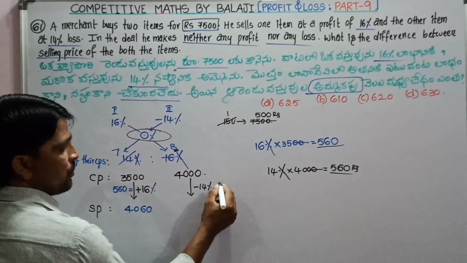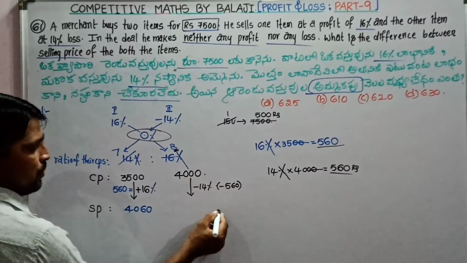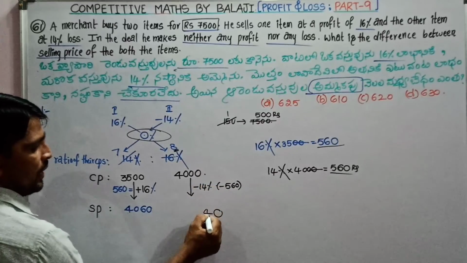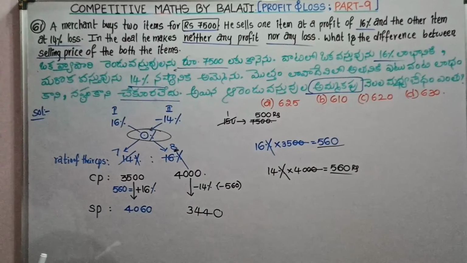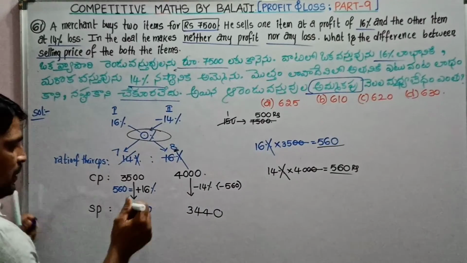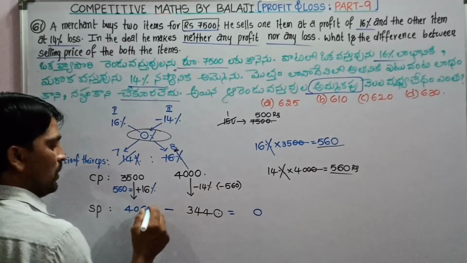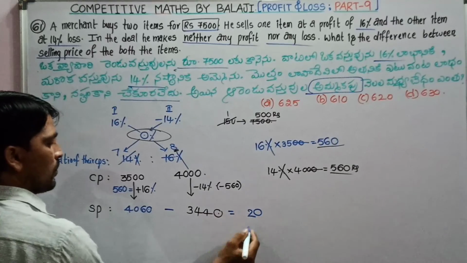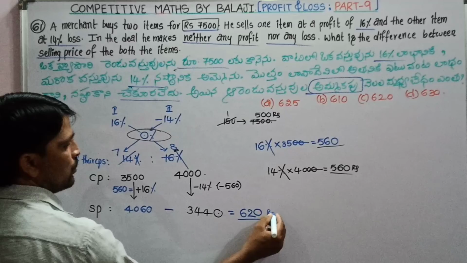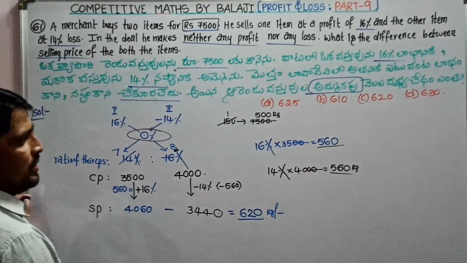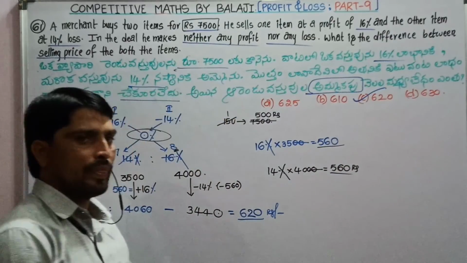14% of 4000 is 560, we have to subtract it here. So 0 minus 0, 0. 10 minus 6, 4. 9 minus 5, that is 4. 3440 is SP of second item. The difference is 0 minus 0, 0. 6 minus 4, 2. So 40 minus 34 is 6. So difference is 620 rupees. Difference between their SPs is 620 rupees. So answer is C. Okay.